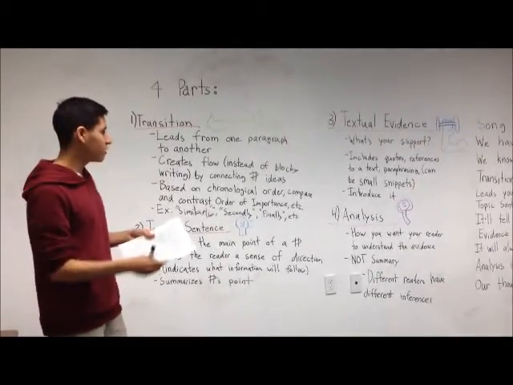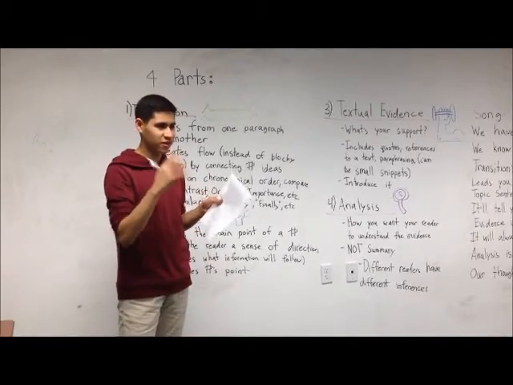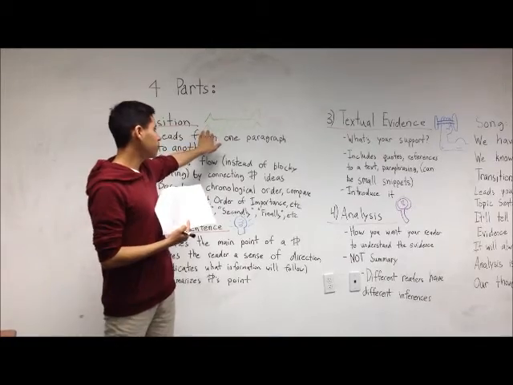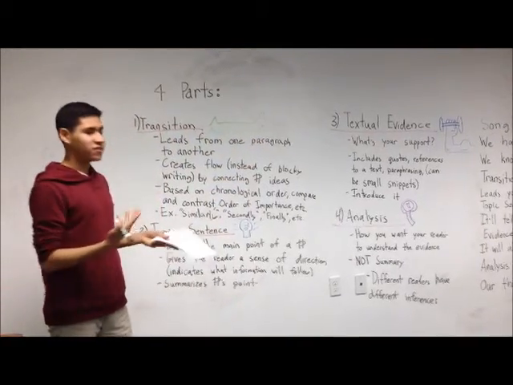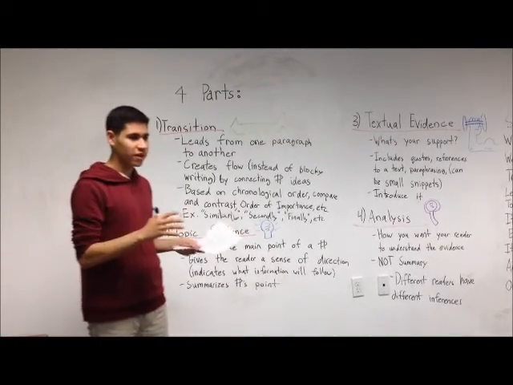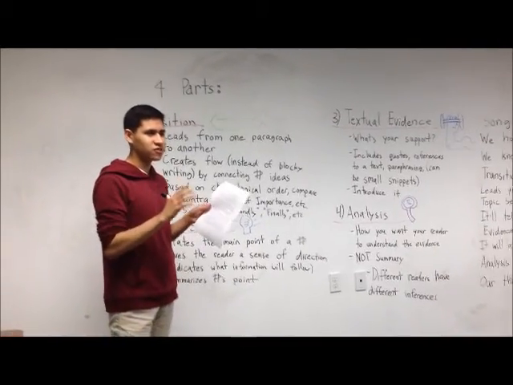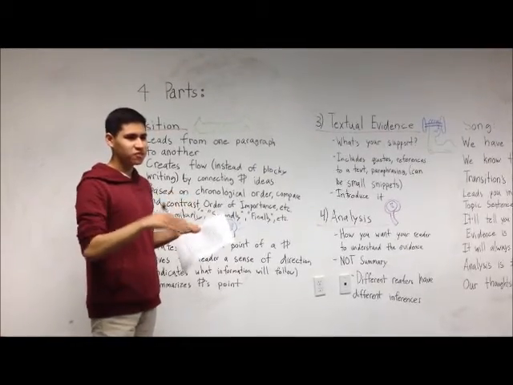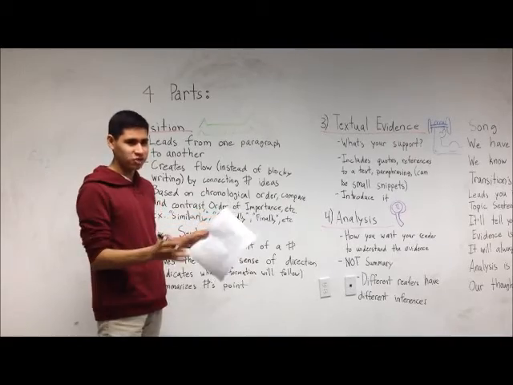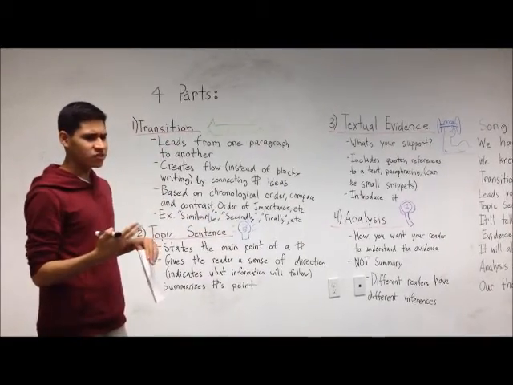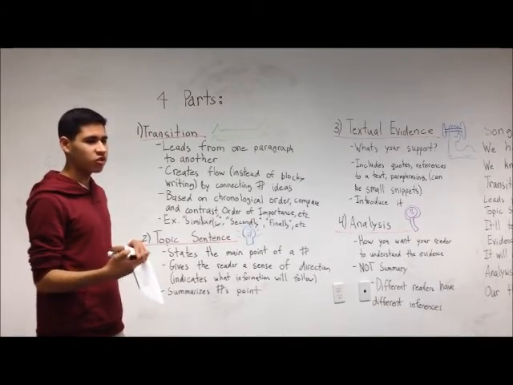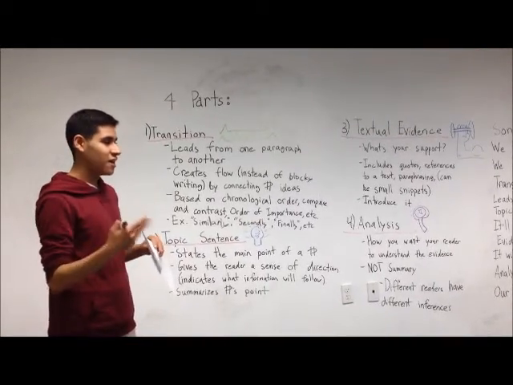For you visual learners, I've drawn little pictures so you guys could really see how it works. And so a transition acts like a bridge. It leads you from one place to another. And in this case of writing, it leads from one paragraph to the next. And so this creates flow. It connects ideas between paragraphs so that they're not blocky, rather they flow into each other. And the use of your transitions could be based on chronological order, whether you're comparing, contrasting, etc.